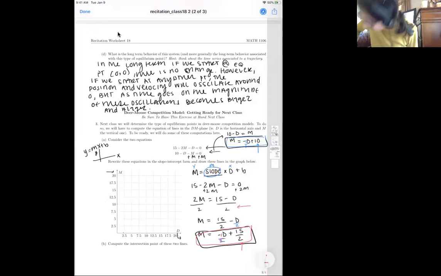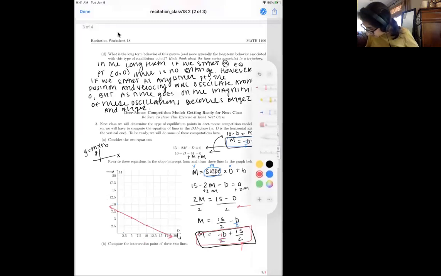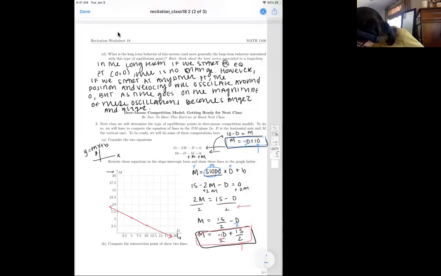So I have -1/2 d, which means that my y-intercept will be the same, so 7.5. So 15 divided by 2 is 7.5. I'm going to go down 1/2. So I have my line looking like this instead. I apologize. And then to plot the other line, I'm going to start at 10 because that's my y-intercept, and then I'm going down 1/1, down 1/1, etc. And so when I plot this line, I have this sort of ordeal.